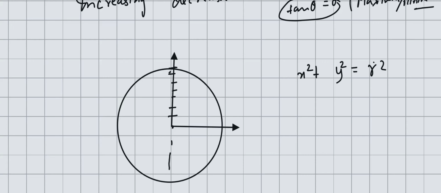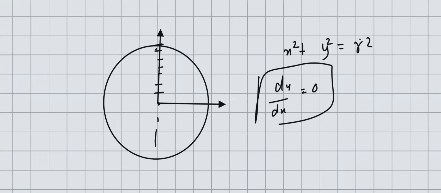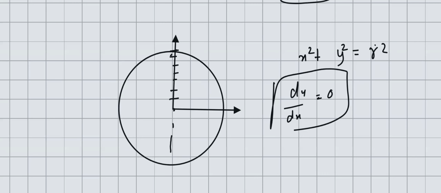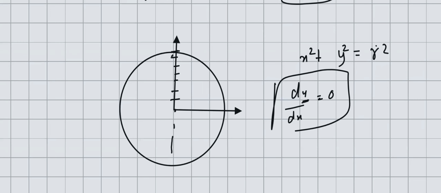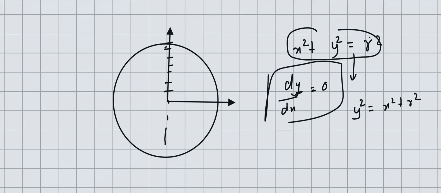I know one thing. If my dy by dx comes out to be 0, I can think of something maximum or minimum value, right? So let's do it. If I differentiate it, what is this equation? You can see I need y. This is written in this equation, so I will convert this into y. How can I do that? I will take y this side, x square plus r square. Is that clear? But I need dy by dx.